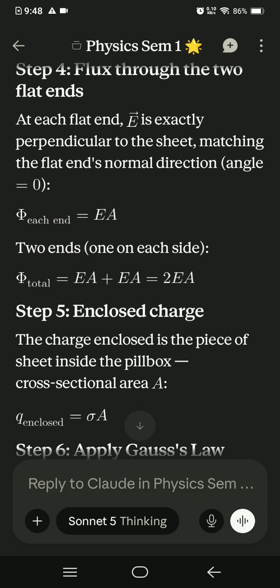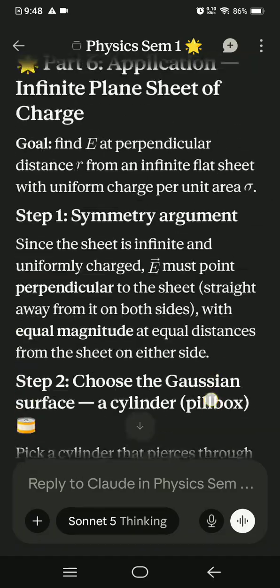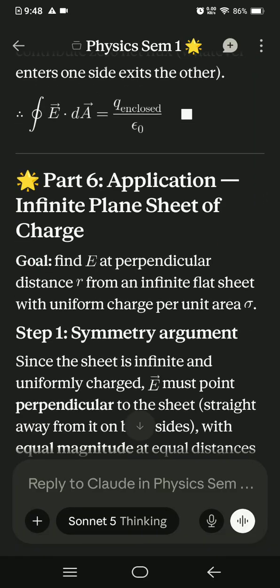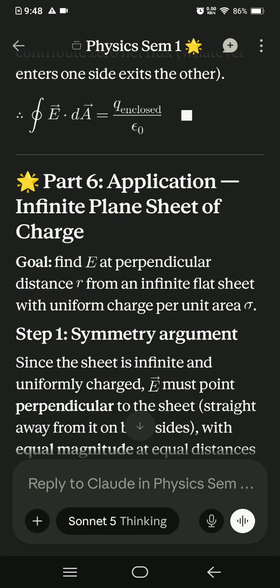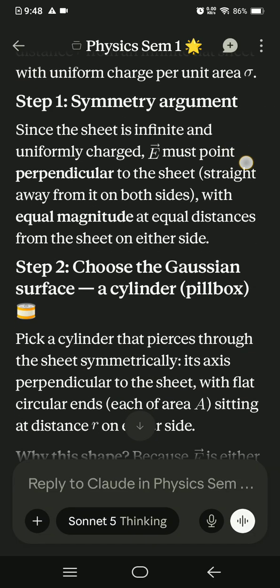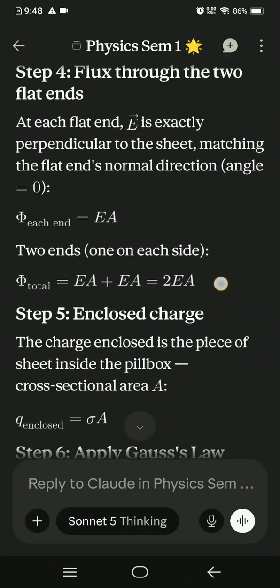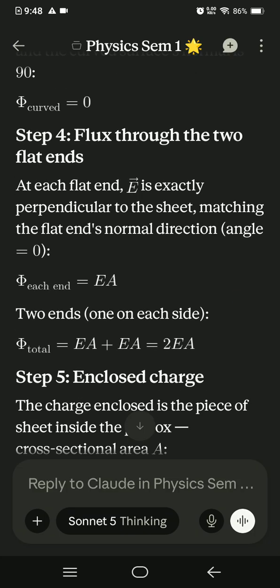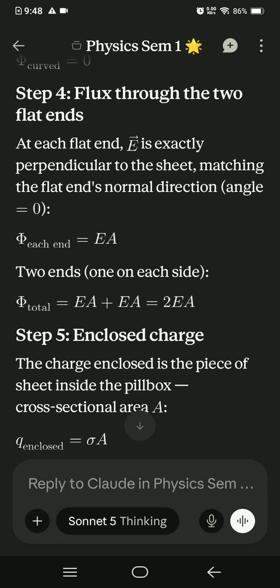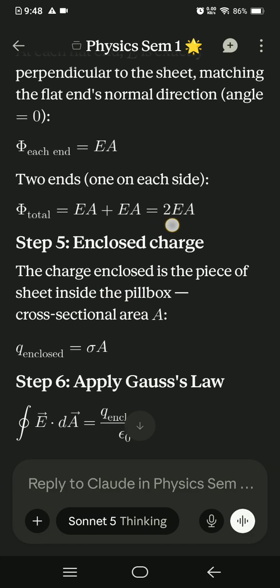We have two ends. By the way, in the question they only asked once, find E at perpendicular distance r from an infinite flat sheet with uniform charge density. So they only asked for one side, right? Why are they considering 2EA? Anyways, electric flux at distance r, both sides would be EA and EA, so 2EA.